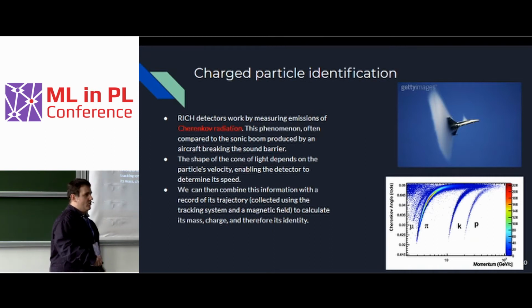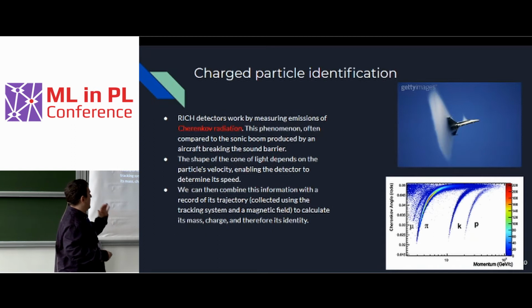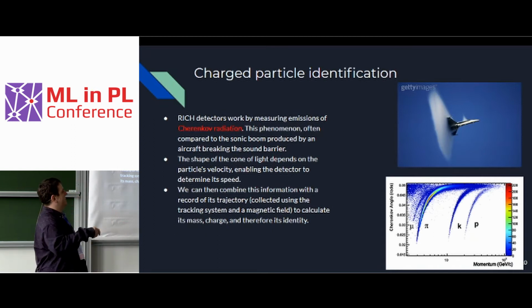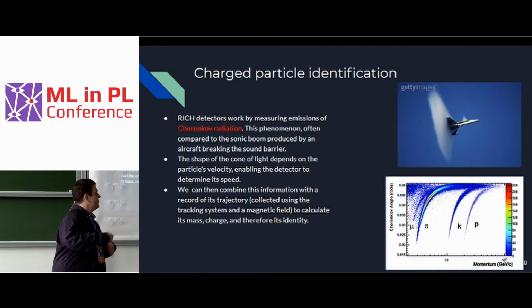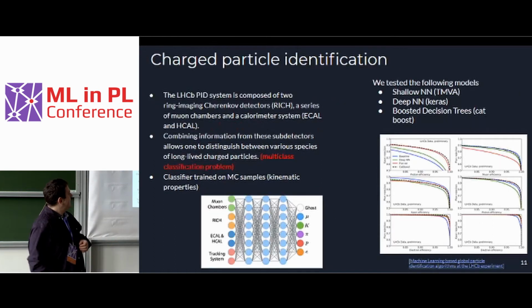The velocity of the particle determines the shape of the cone, which is created here. So if we combine a little bit of information from this Cherenkov detector with some other detectors, we are able to tell what type of particle we are dealing with, and this is pretty important to us.